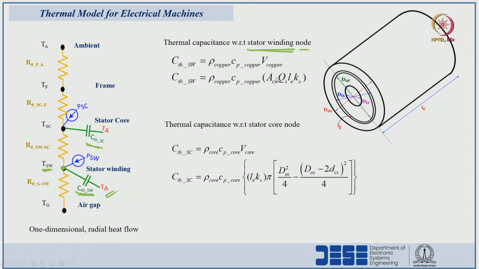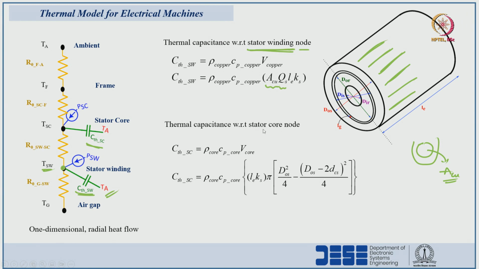For the volume of the copper winding with respect to the radial direction, windings are placed in each and every slot. So, the area with respect to each slot is nothing but the area of copper, we can consider ACU, that we know once we have designed the machine. Area of the copper in each slot into the total number of slots, that is QS, into LE into KS. LE is nothing but the length of the core and KS is the steel stacking factor.